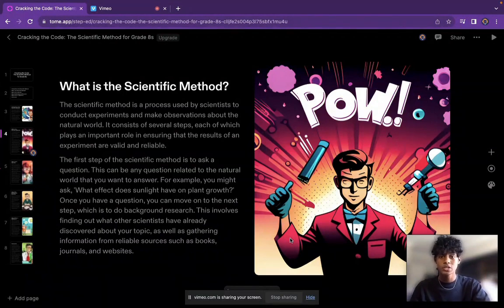Once you have a question, you can move on to the next step, which is to do background research. This involves finding out what other scientists have already discovered about your topic, as well as gathering information from reliable resources such as books, journals, and websites.